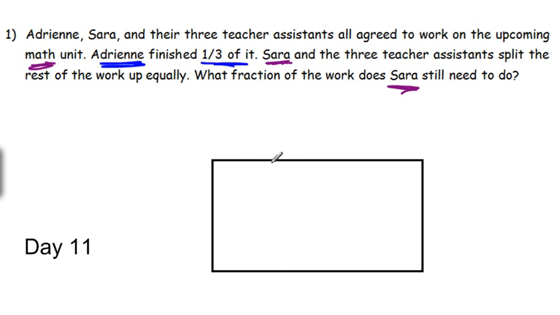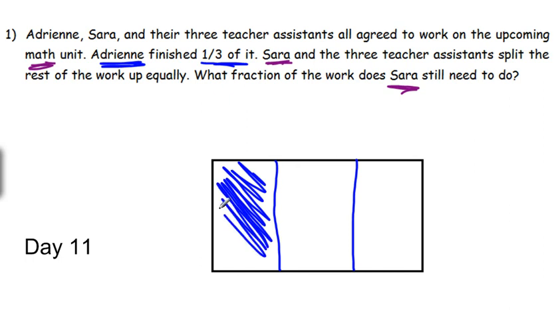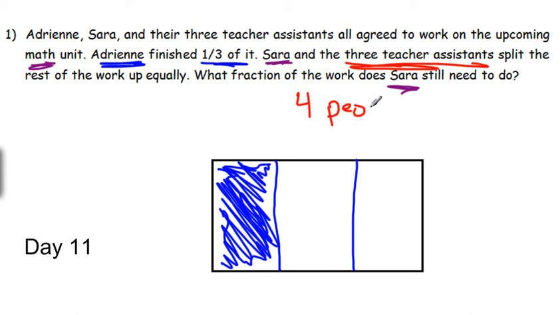So what we can do is split this into thirds. And we can say this girl, Adrienne, she did all of this. So this part of the work is done. So 1/3 is finished. That leaves 2/3 for Sara and her 3 buddies. So if we consider we have these 2 pieces, or 2/3, and we have 4 people to do that, how can we split the work between 4 people?